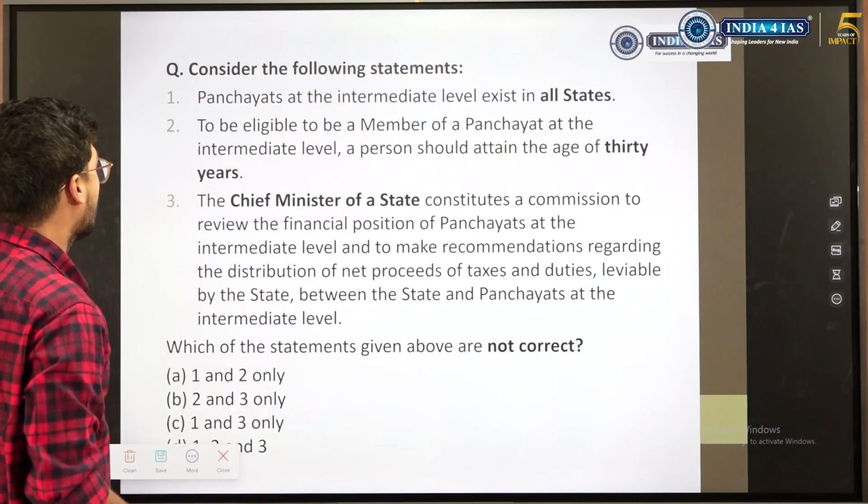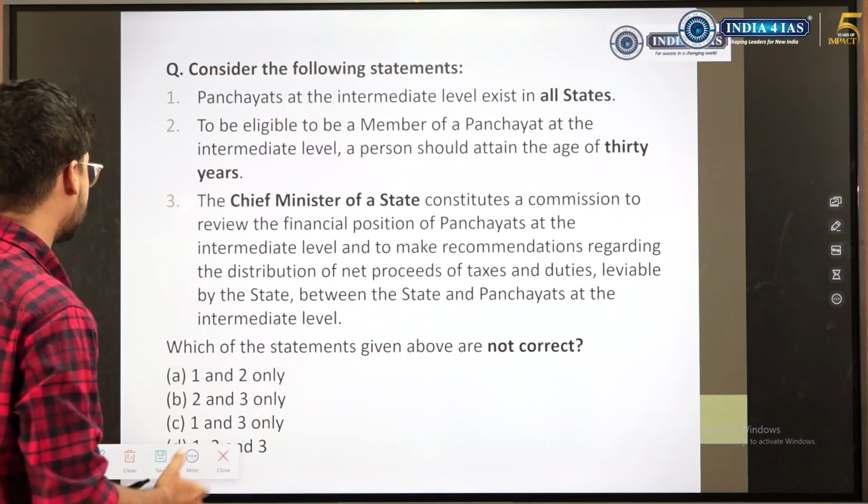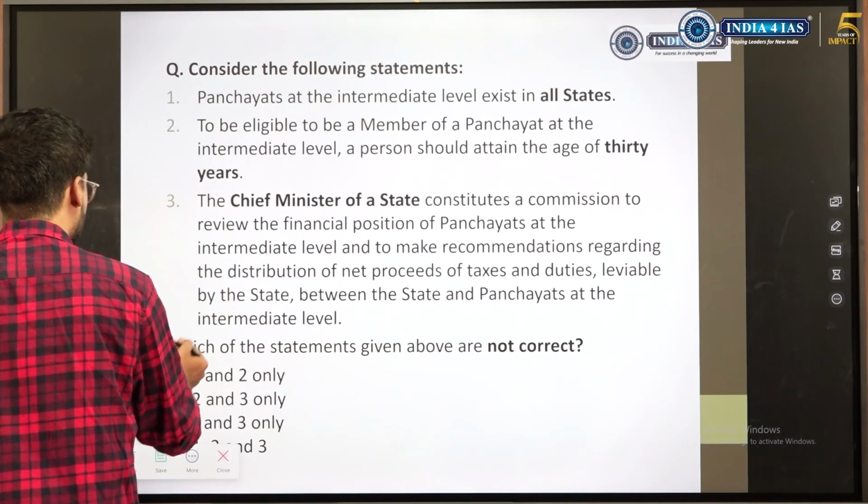We'll move to the next question. Panchayats at the intermediate level exist in all states. All anta bandaga be extra careful.